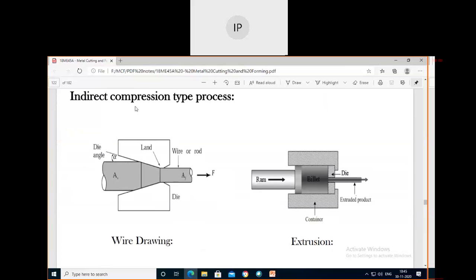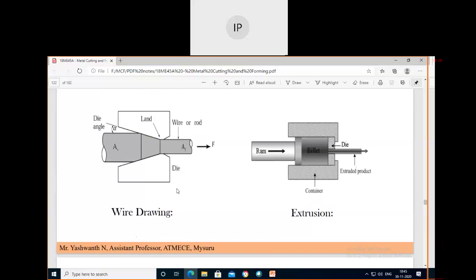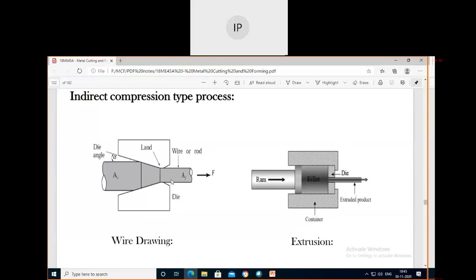The compression force is applied indirectly. There are two types here, wire drawing and extrusion. In this type of process also we require a primary applied force, that is, a tensile force to pull the material. The indirect compression force is developed due to the reaction of the workpiece with the die surface, reaching high values and resulting in plastic deformation of the work metal.